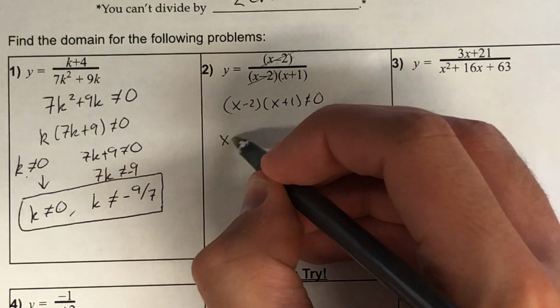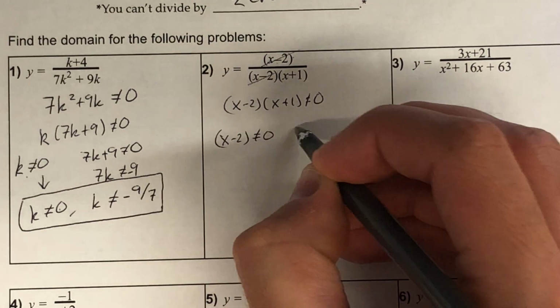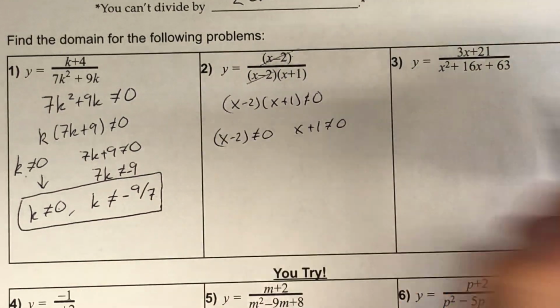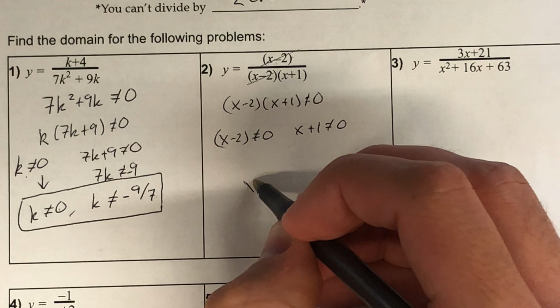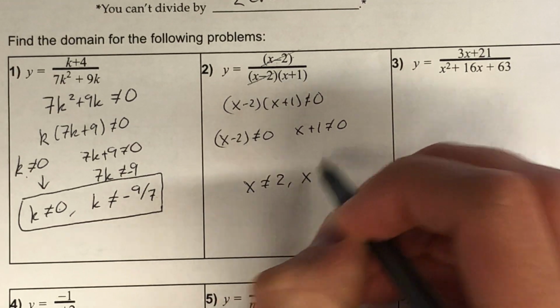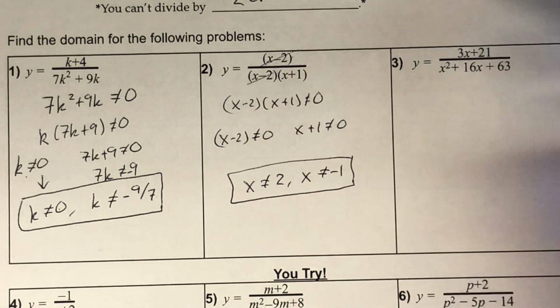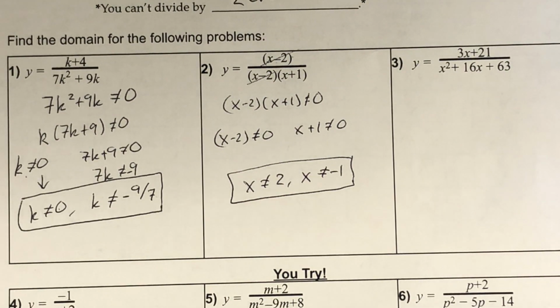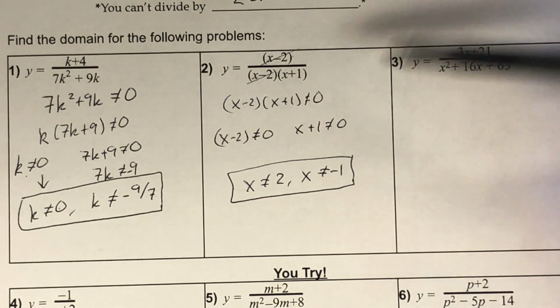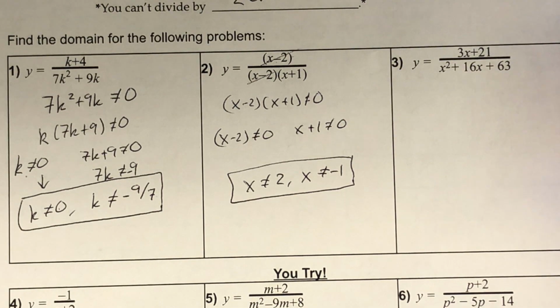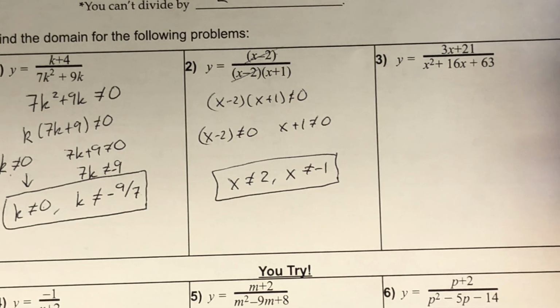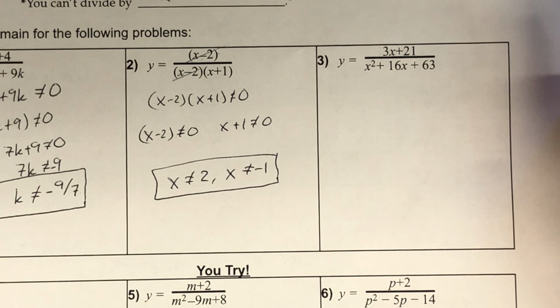and factor it. It's already factored for us. And solve for x. So we'll get x cannot equal 2 and x cannot equal negative 1. When you're graphing, it will be helpful to cancel, but in this case, no. You still just set the denominator not equal to 0. Okay.